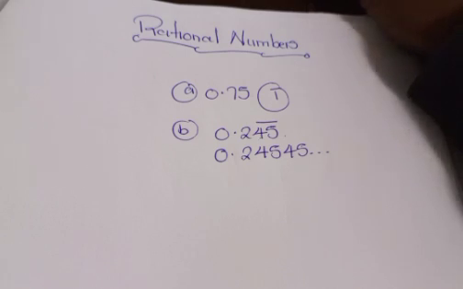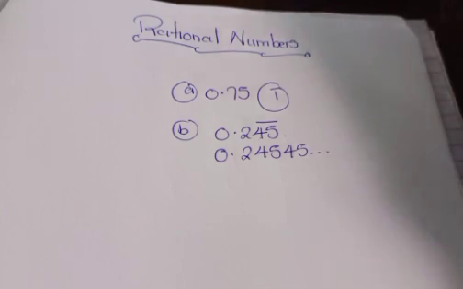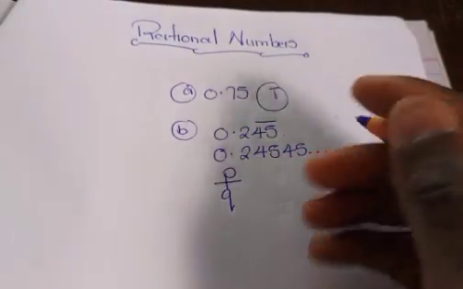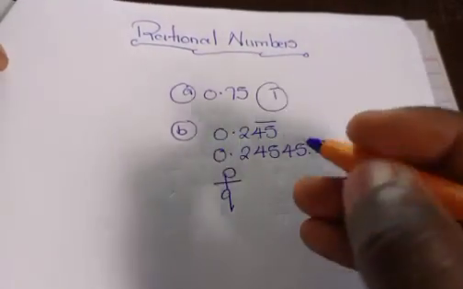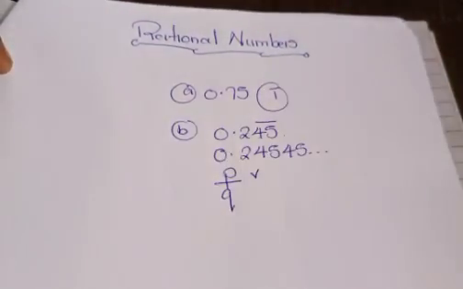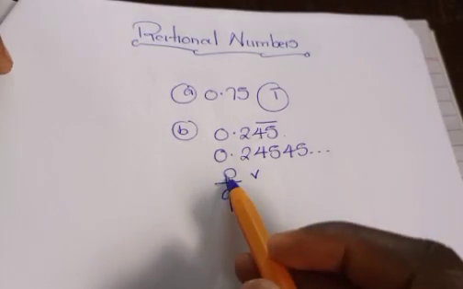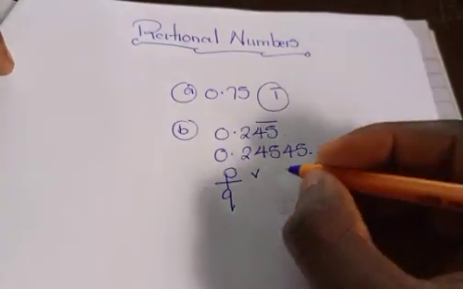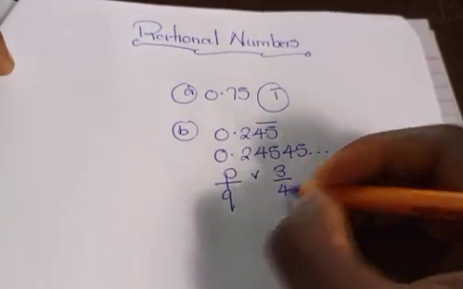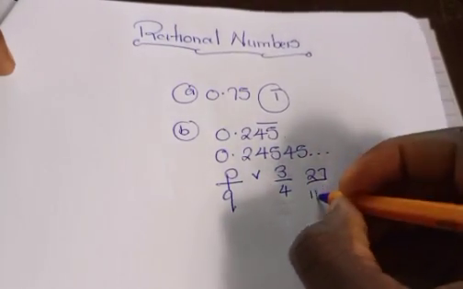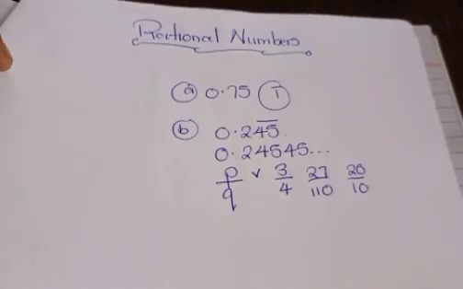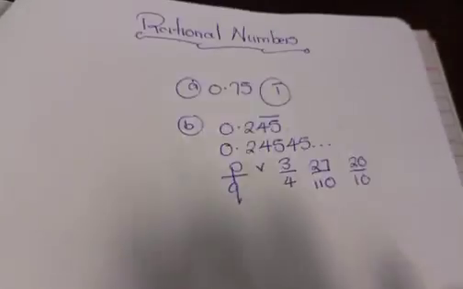Apart from that, we need to know that a rational number can also be expressed in the form of P over Q. This is one general thing that you should know about rational numbers. They can be expressed in that form where P is the numerator and Q is the denominator. In such expressions, we have 3 over 4, 27 over 110, 20 over 10. All these are rational numbers.